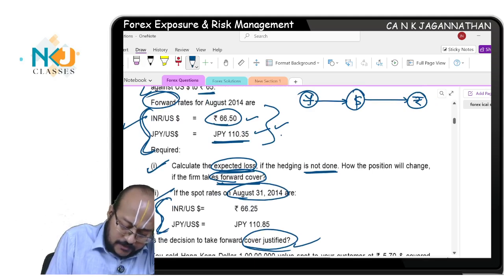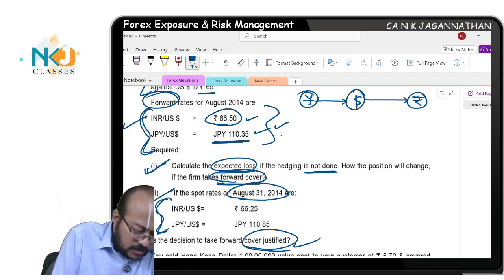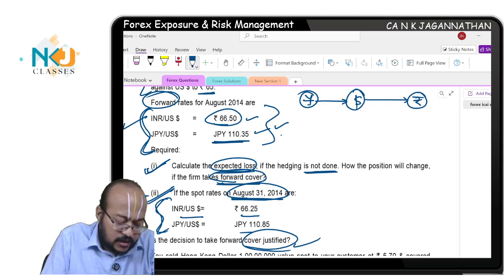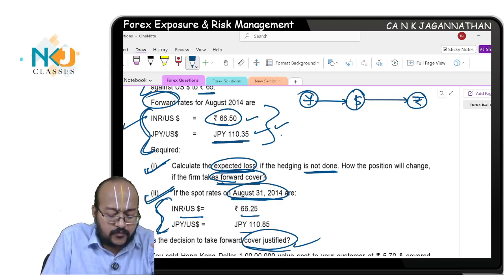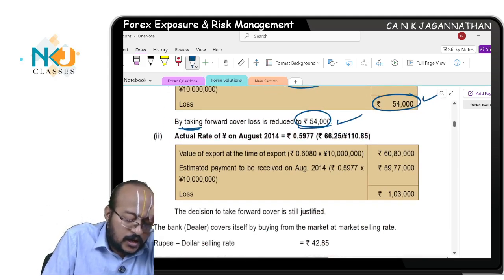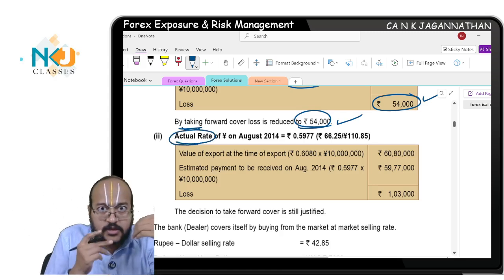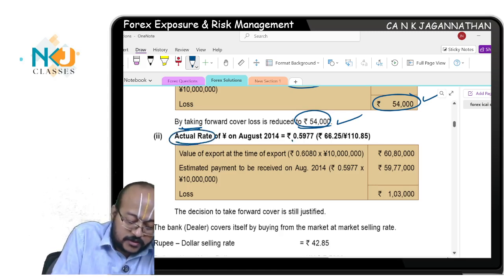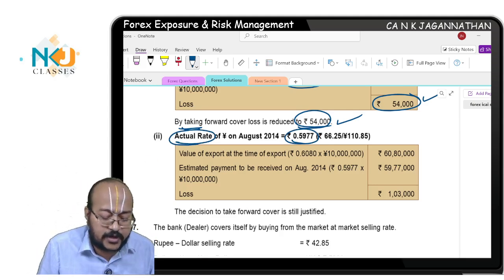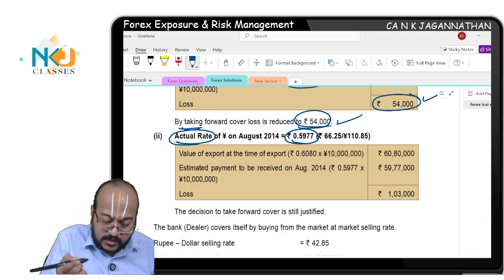Now, next part. Okay, first part stands solved. Part 2, if the spot rates on August 31, 2014 are INR per US dollar 66.25, is the decision to take forward cover still justified? See what they are asking. They have given a revised amount. The revised actual rate, which is the real rate prevailing on 31st August, turned out to be 5977. Estimated some number, but really it turned out to be 5977. I need to compare.